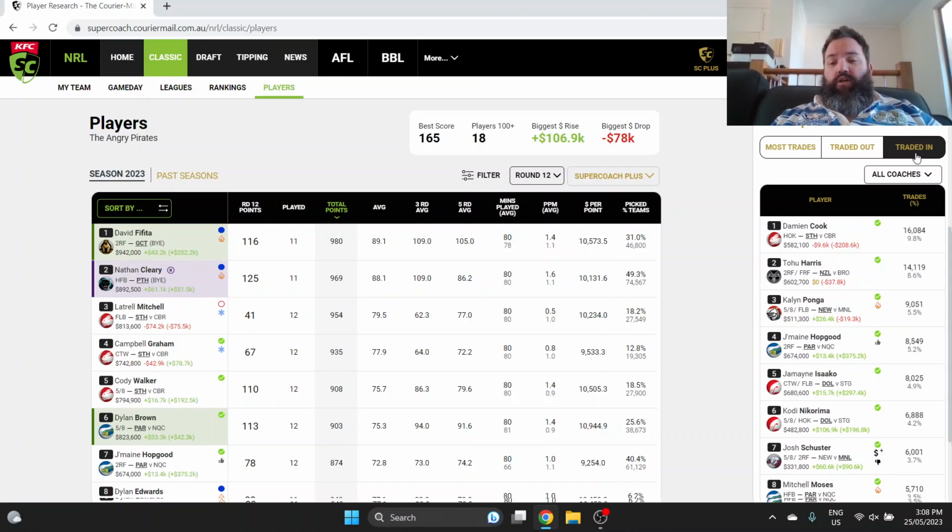Jermaine Hopgood, number four on the list, and what we said about Tohu Harris probably applies here. Given the injury to Ryan Madison, we know how well Hopgood went at the start of the year when Madison wasn't playing, sort of vulturing some minutes there in the lock forward position. I think if you're looking for an out-and-out second row option, Hopgood's probably there. You could have Tohu as well, but you might have him in the front row already.